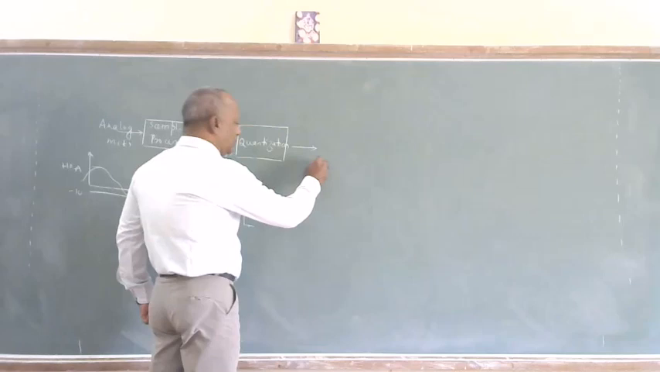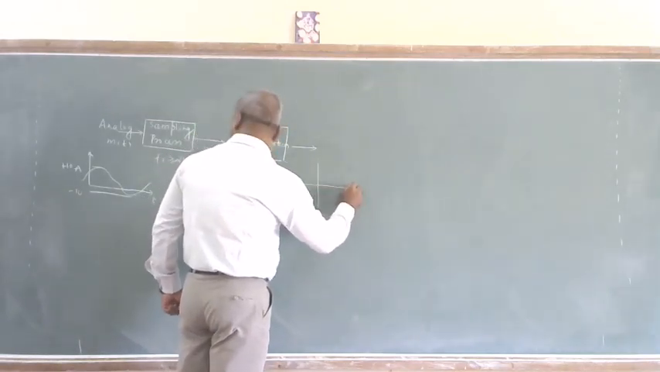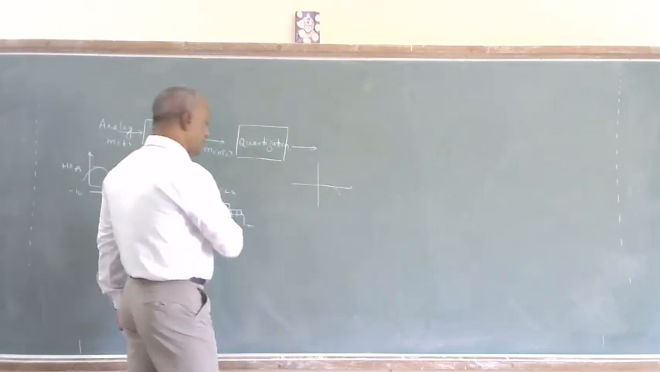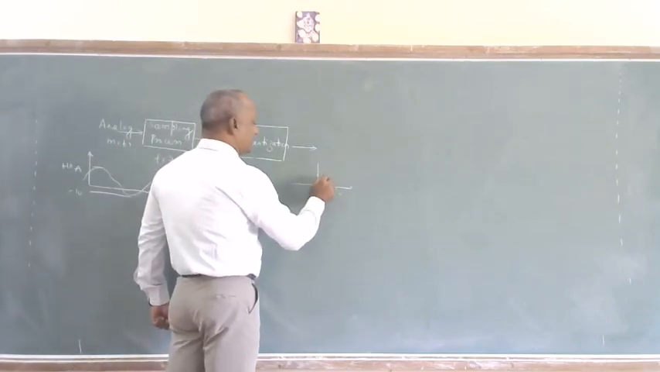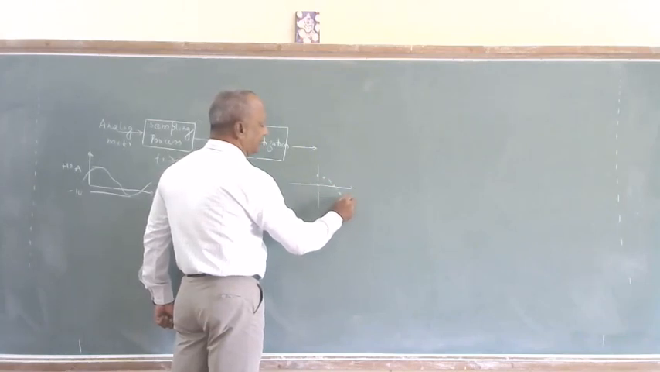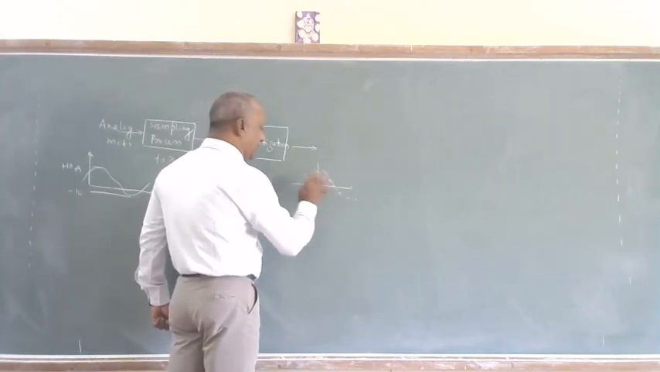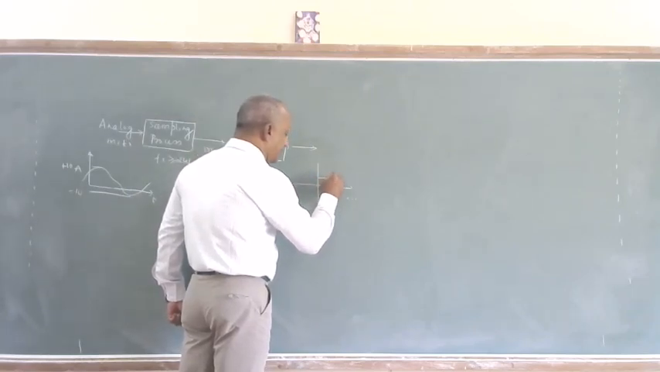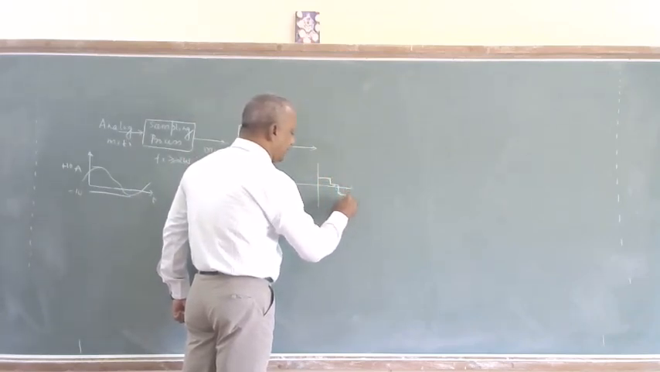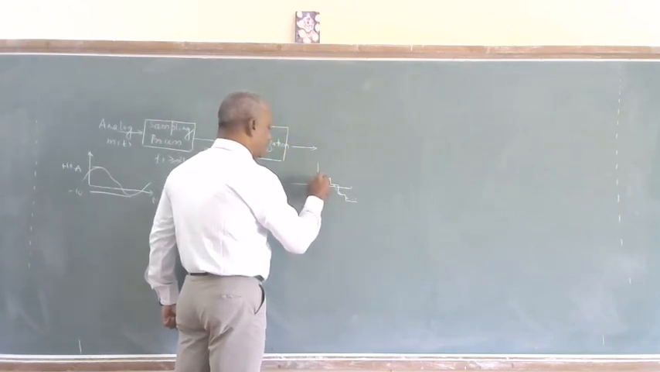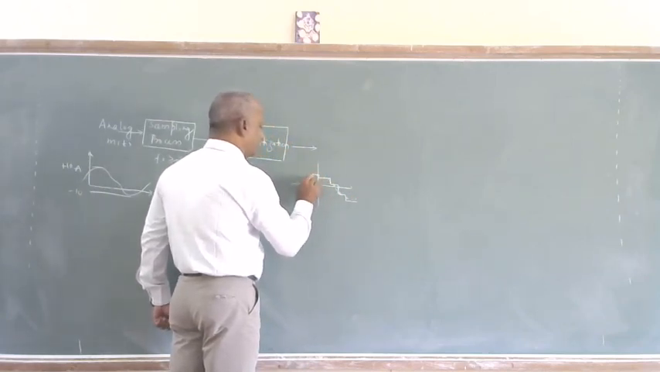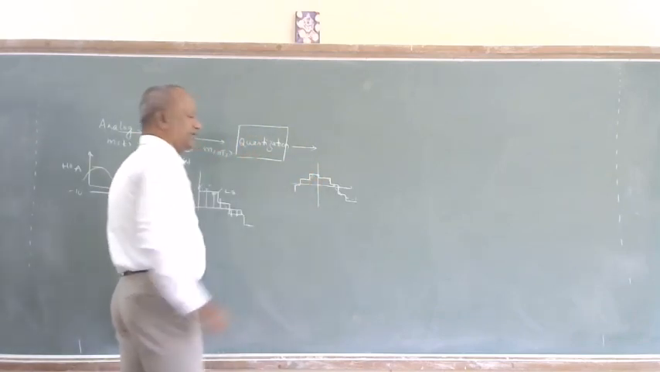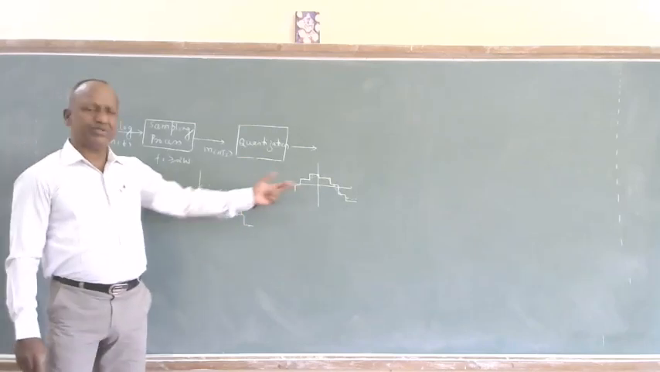So what I am getting as output looks like this. The sample values are now available in the form of levels. The signal will be like this. These are the levels I am using to represent my signal.